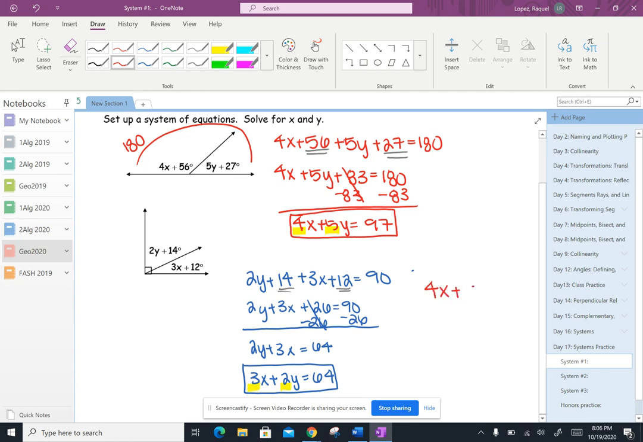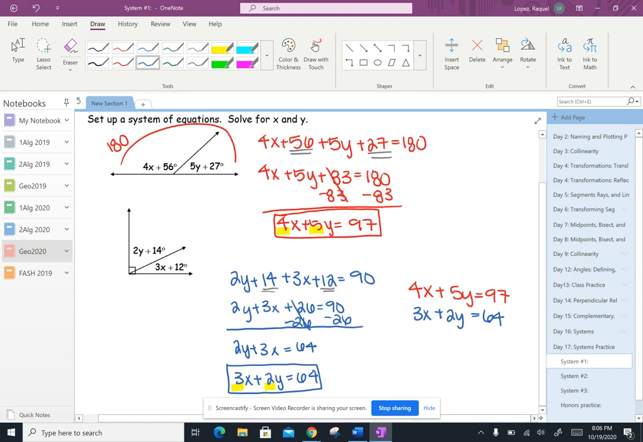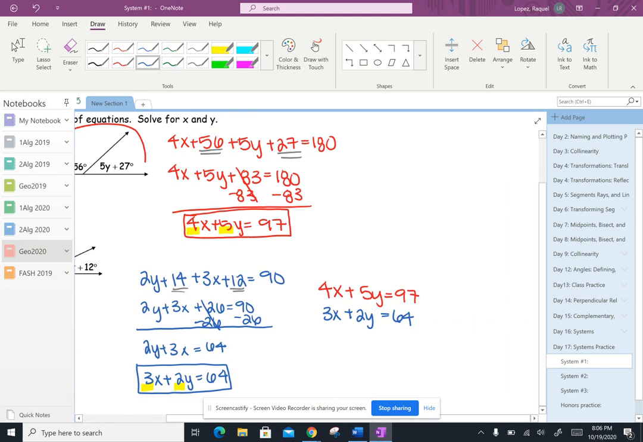So I'm going to copy down the equation. I have 4x plus 5y equals 97, and we've got 3x plus 2y equals 64. Now, when we're solving using elimination, I want one of the variables to have the same coefficient. I don't have the same coefficient right now, so that means I need to multiply both of those equations by a certain number.